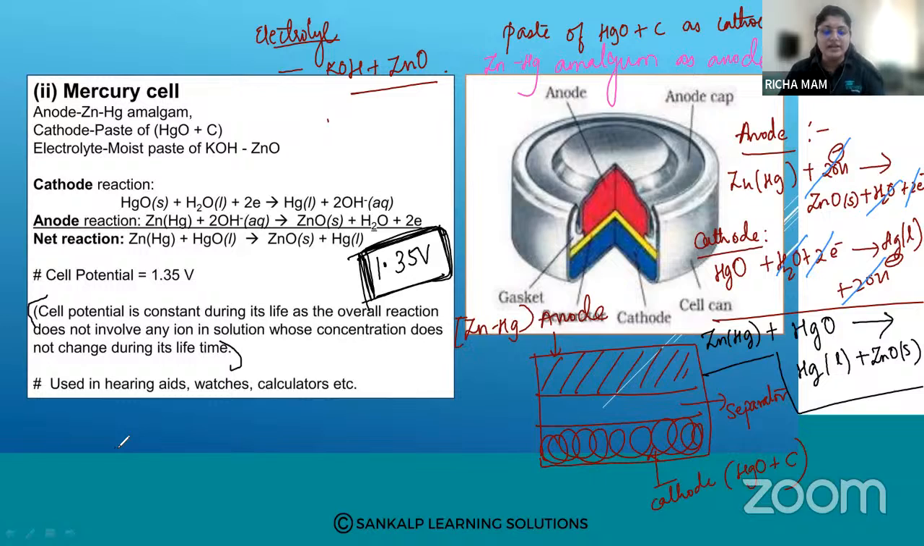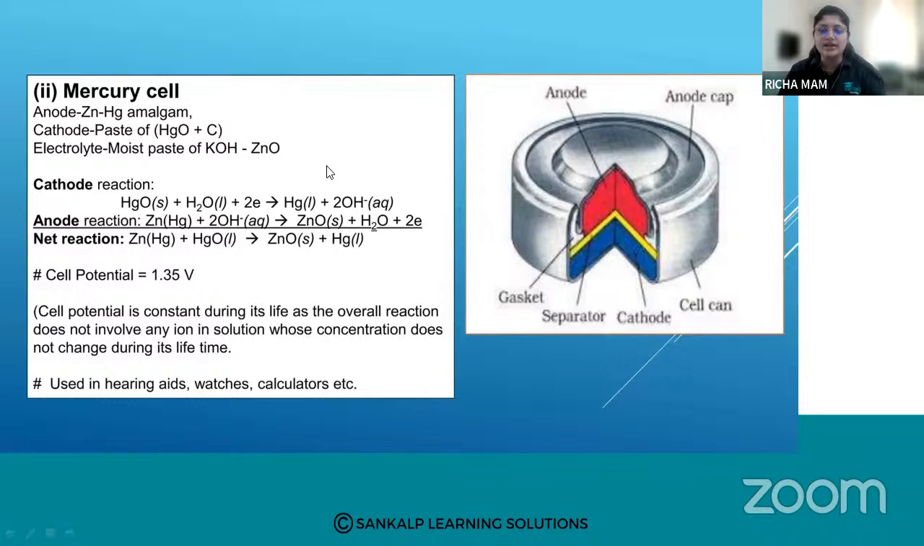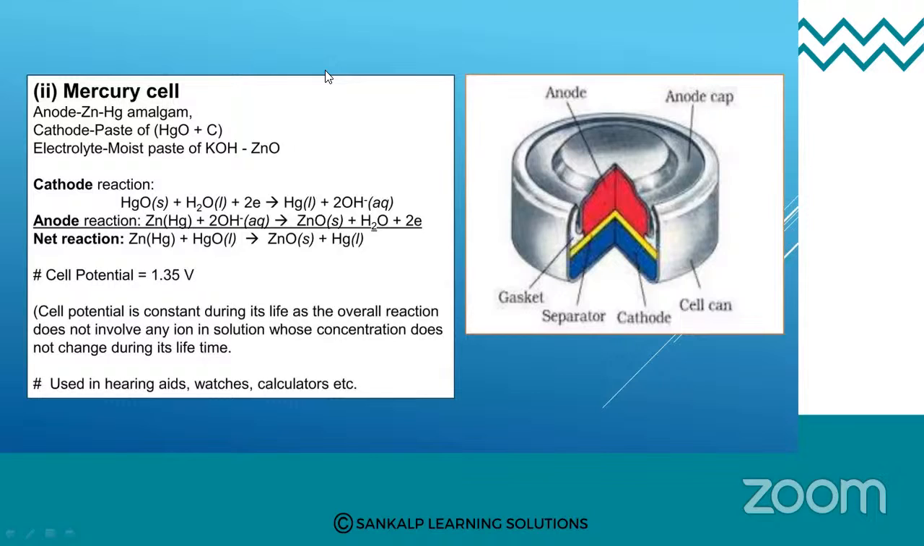Now, where is it used? It is used in low current devices, like watches, calculators, and hearing aids. Some people cannot hear through their ears, so they use a machine to hear properly. In that hearing aid, these types of battery cells are used. So this is the mercury cell. You need to know the diagram, the structural representation, then the construction and working.